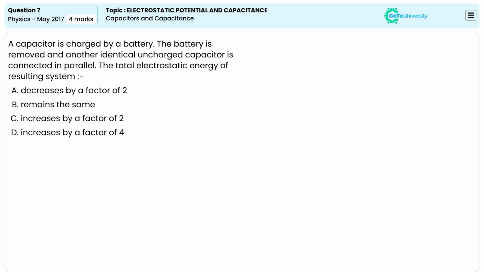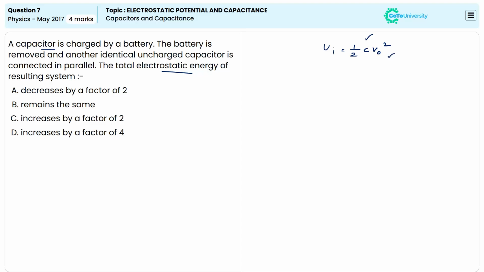What will be the value of electrostatic energy when the battery in a circuit is removed and the uncharged identical capacitor is connected in parallel with another capacitor? It's known that when the first capacitor is charged by the battery, the energy stored in the system will be equal to U_i = 1/2 C V naught squared, where C represents the capacitance and V naught represents the voltage.